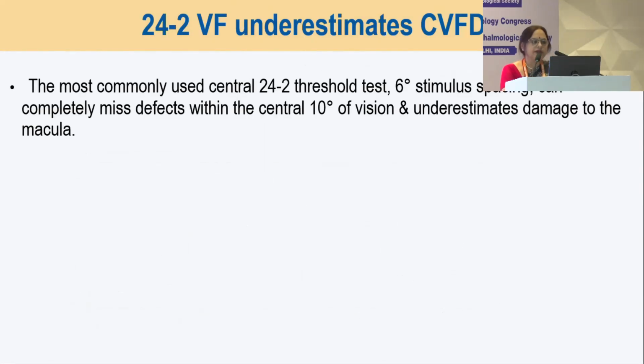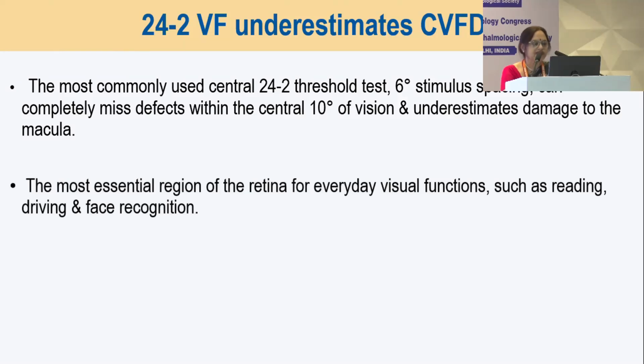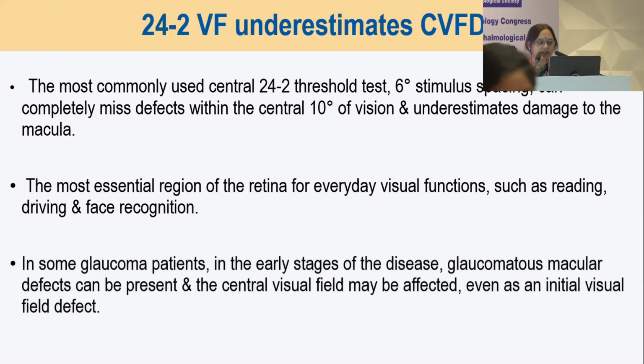The most commonly used central 24-2 threshold test, with 6-degree stimulus spacing, can commonly miss defects within the central 10 degrees of vision and underestimate damage to the macula, the most essential region of the retina for everyday visual functions such as reading, driving and face recognition. In some glaucoma patients, in the early stage of the disease, glaucomatous macular defects can be present and the central visual field may be affected even as the initial visual field defect.